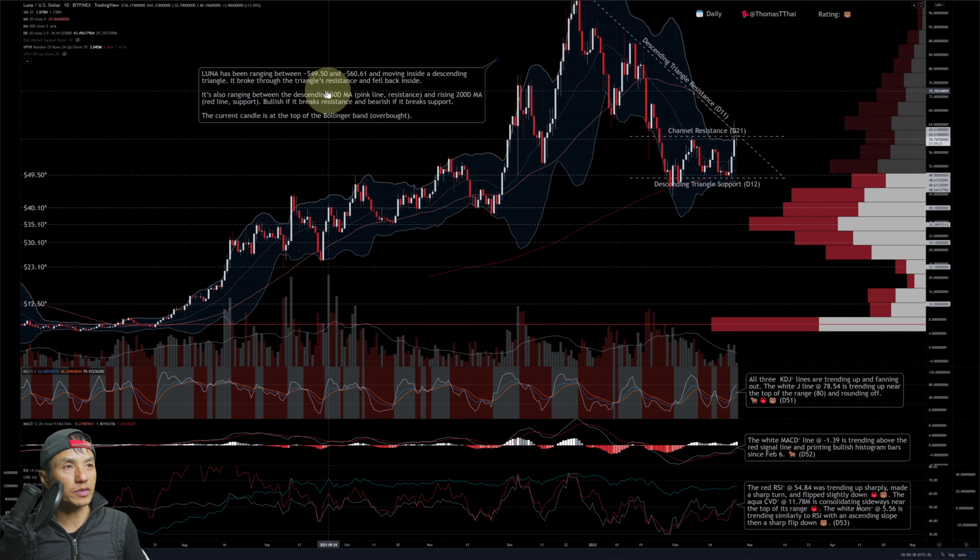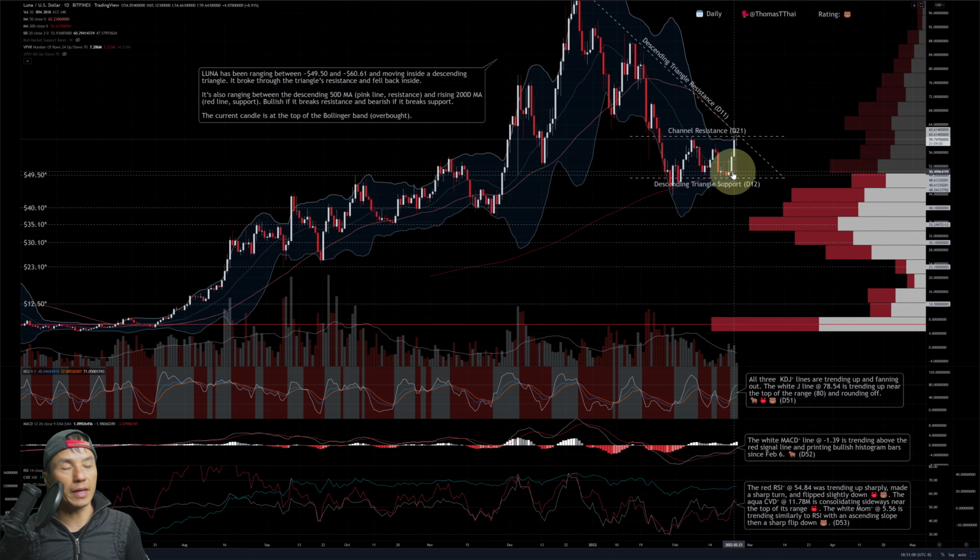Luna has been ranging between $49.50 and $60.61, so basically within this channel here. Here's the top, here's the bottom. It's been ranging within there, and it's also inside this descending triangle. That descending triangle is a bearish pattern.